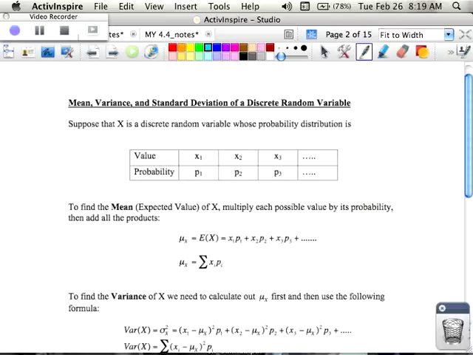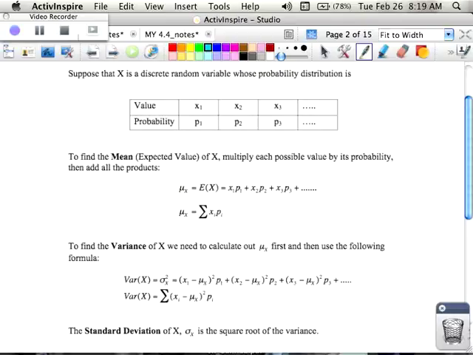A couple of vocabulary things and math things that go along with these discrete random variables. We're going to talk about mean, variance, and standard deviation. So if I have that table, and I know that every event is x, like flipping one head in the 3 flips, and the probability is p, then if I want to find the mean, what I do is I take every single event, multiply it by its probability, and add it all up. So this summation sign here is talking about doing just that. Look at every event, multiply by its probability, and add it up.